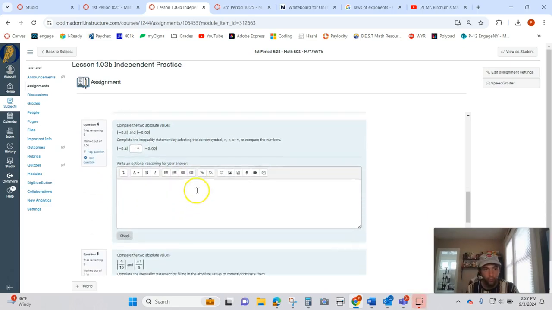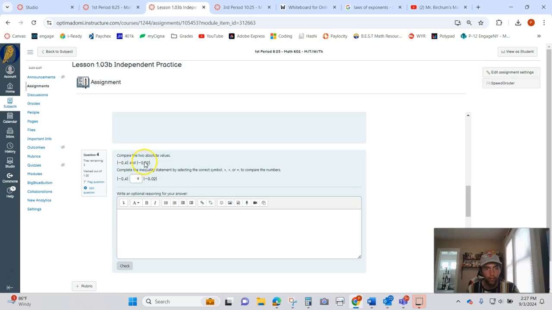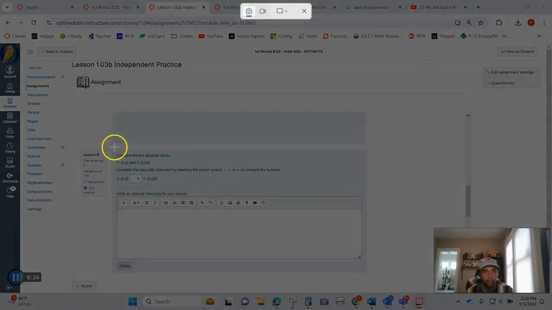Right, question 4. Compare the two absolute values. Absolute value of negative 0.4 and absolute value of negative 0.02. Complete the inequality statement by selecting the correct symbol, alligator mouth, or equal sign, to compare the numbers. Let's get solving.